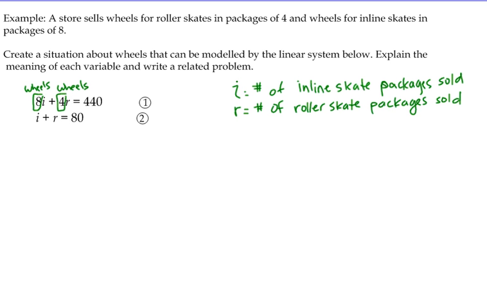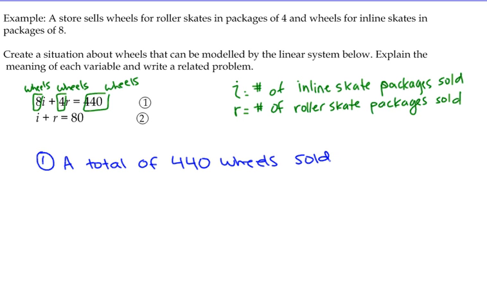Total number of what? Packages or wheels? Wheels, because if we had 8 wheels times the number of those packages, and 4 wheels times those packages, this also has to be wheels. And so the first equation would be that there was a total of 440 wheels sold. That's equation 1.